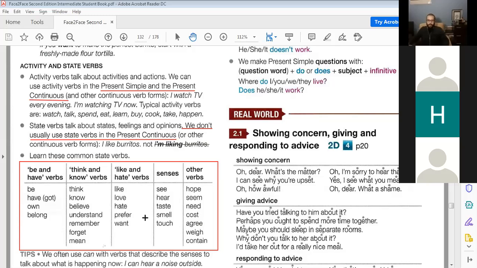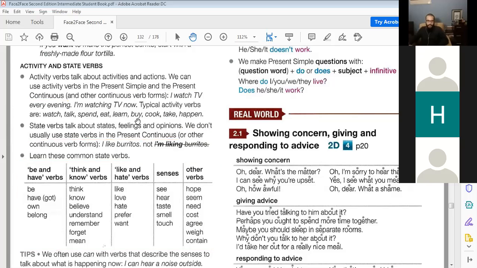These are common state verbs. You can't use them with the present continuous. Some of them you can, but there are a few exceptions to this. Now, let's see the last tip here.